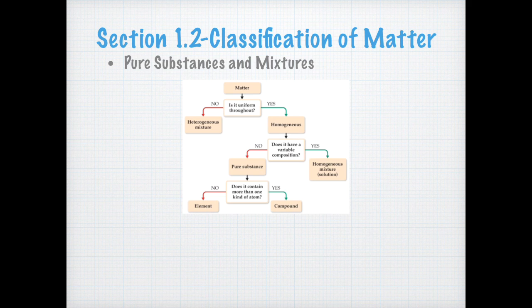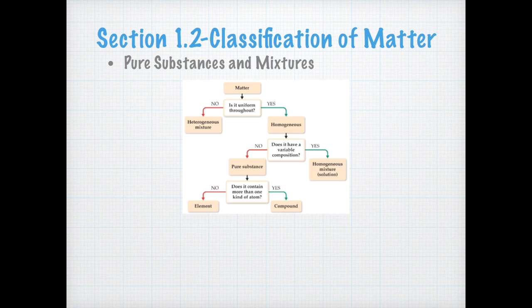The next question you need to ask yourself if the matter is not a heterogeneous mixture is, does it have a variable composition? Basically, are there more than one type of compound or element within that solution? If the answer is yes, then what you have is a homogeneous mixture. And another name for a homogeneous mixture is simply a solution. So anytime you take a solid and dissolve it in water, if it's soluble, that will create a solution that is a homogeneous mixture.